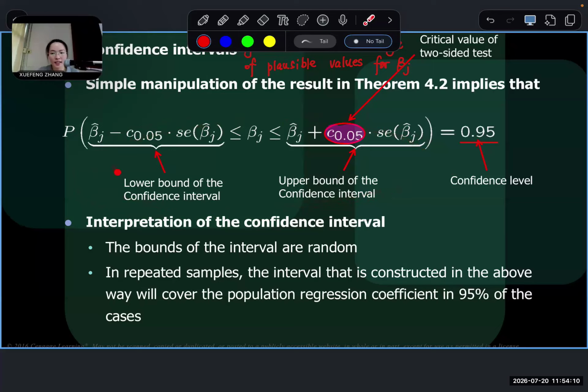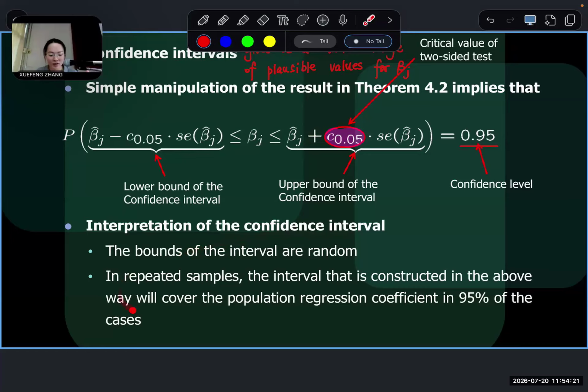This confidence interval moves around from sample to sample. Let me finish this one. What does this mean? This means if we repeated this sampling many times, repeat and repeat, and build an interval this same way each time, 95% of those intervals would contain the true beta j. It's a statement about the procedure, not about this one specific interval.